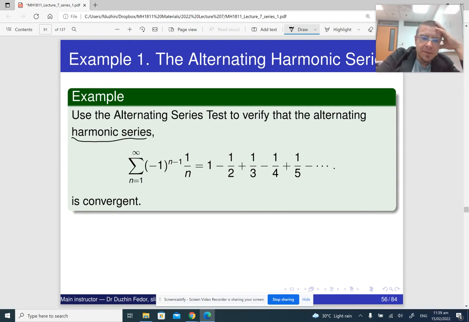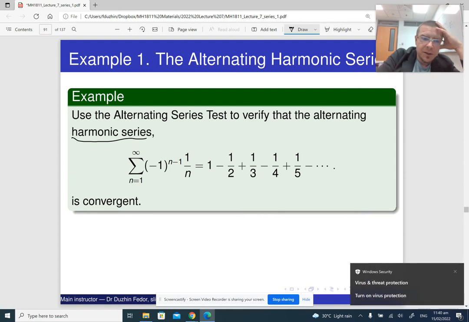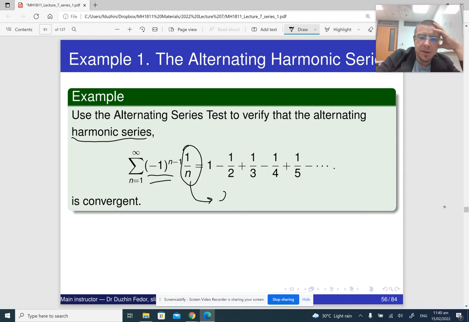So in this case, what do we have here? We have (-1) to the n minus 1, and this is our bn. The sequence 1/n has limit 0, we know that. On the other hand, the sequence 1 over n is strictly decreasing. So its limit is 0 and the sequence is decreasing, which means that by the alternating series test, this series converges.